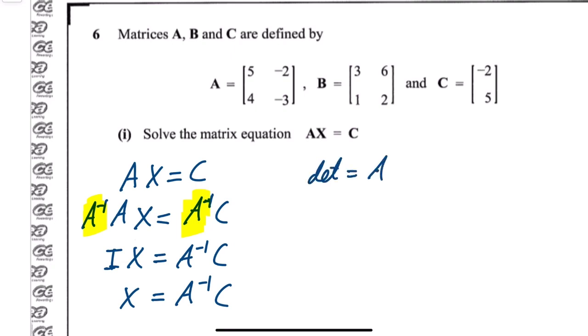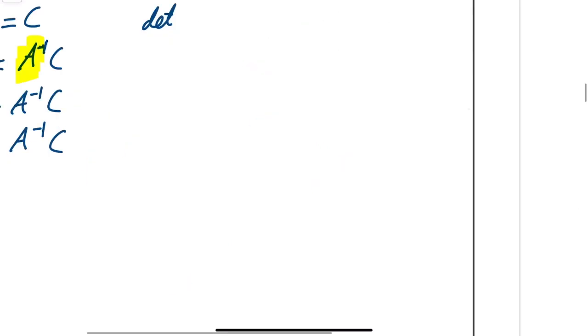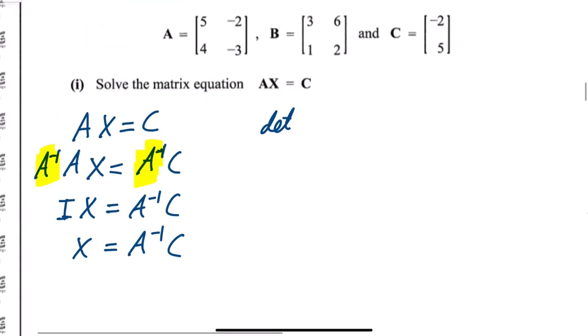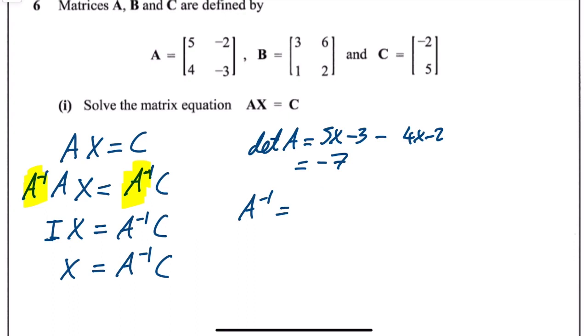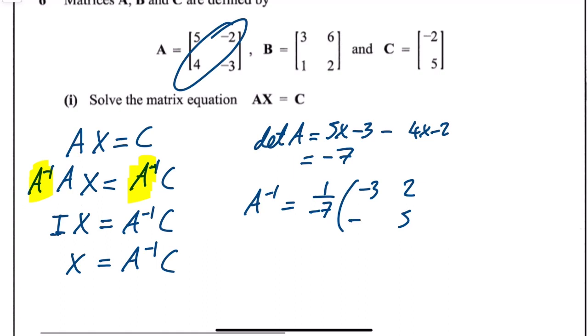So first thing, find your determinant of A. First part of finding the inverse of A is finding your determinant of A. So the determinant of A is 5 times -3, then minus 4 times -2, and that works out, unfortunately, as -7, so not too nice. Your inverse of A then is 1 over your determinant, and then you flip your elements in the leading diagonal. So they switch around, and then you change the sign of the other elements. That becomes a 2, and that becomes a -4.